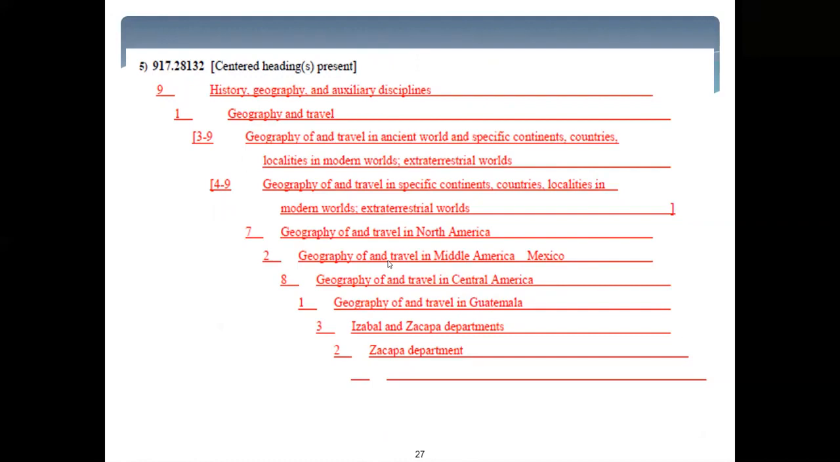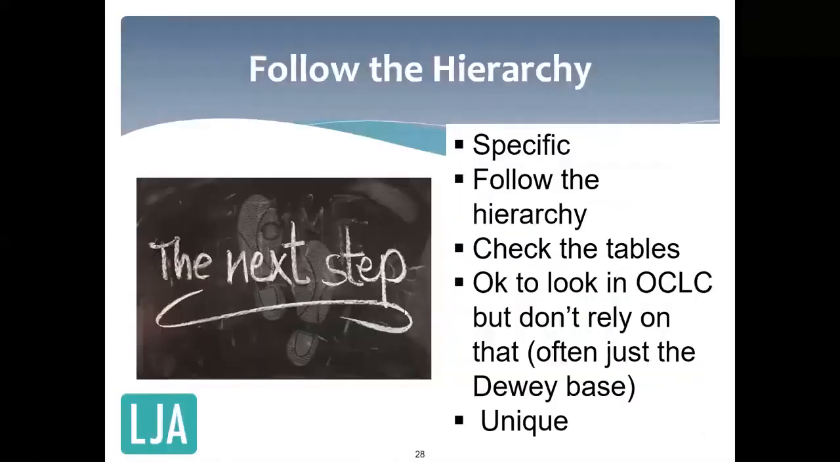Here's another example where you have centered headings. So again, we have a range. That would tell us that we need to take a little bit more of a look at that. I can't stress enough, follow the hierarchy, follow the hierarchy. Be specific, follow the hierarchy, check the tables. It's okay to look in OCLC to see what base number someone might use. Just don't rely on OCLC entirely because people are wrong in OCLC sometimes. But it's completely okay to look.